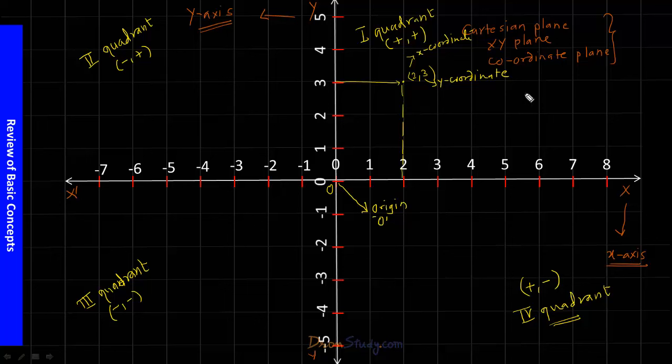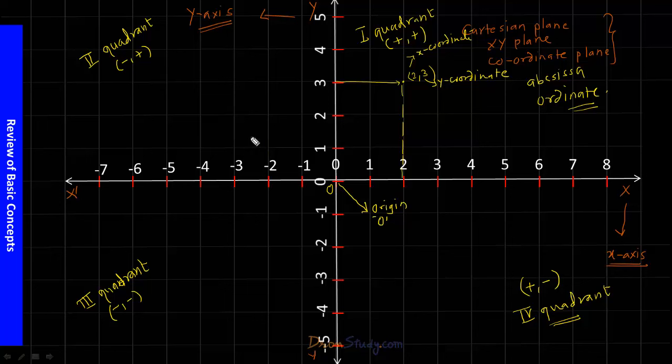This x coordinate is also called the abscissa. And this y coordinate is also called the ordinate. So the x coordinate is nothing but the abscissa and the y coordinate is nothing but the ordinate. And while writing, we always write the x coordinate first and the y coordinate second. This sequence is maintained.